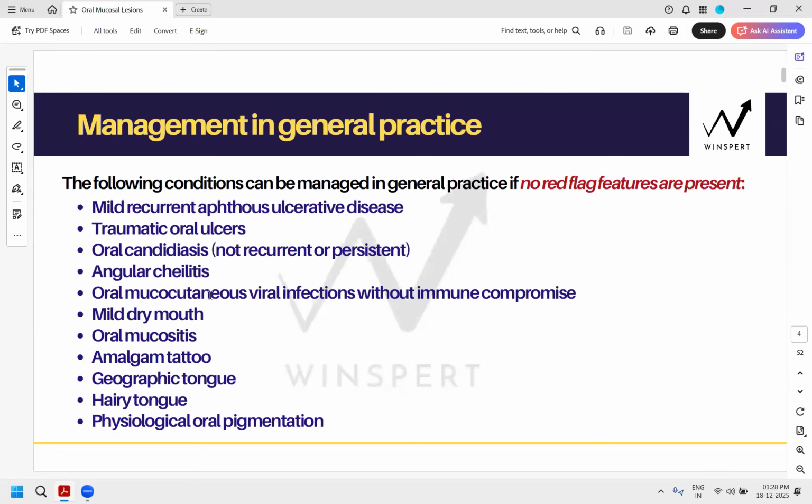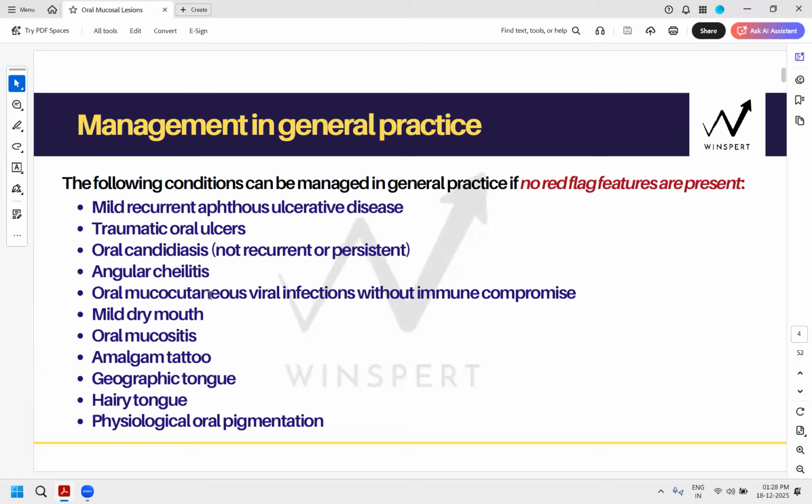Which one would you choose? So traumatic oral ulcer with red flag present, that's the wrong answer, Asta. I have given you two separate options here. The exam will give you different options. There is a third possible option. So I'll give you three possible options now.